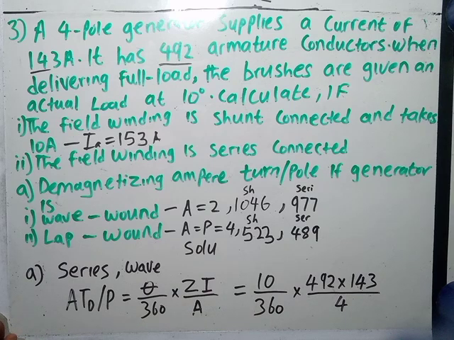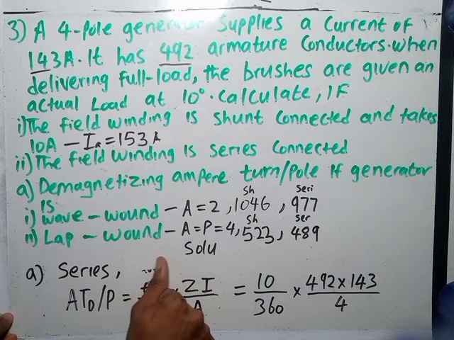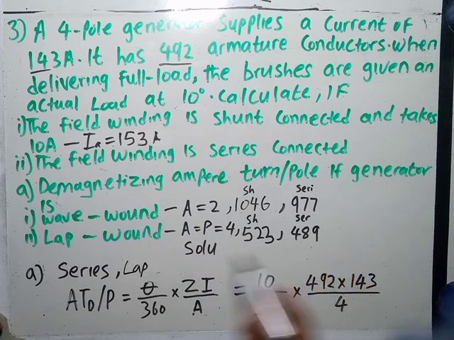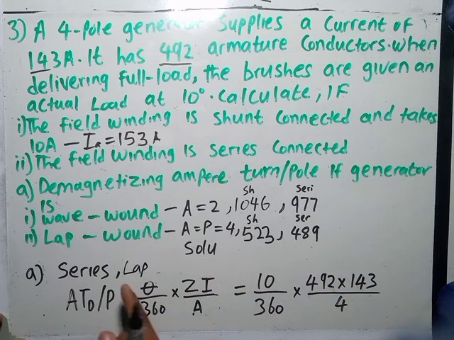So this is for your series wave. This is for your series lap. This time around we are doing the lap. This is for your series lap. When you change it to 4, it is lap. But when it is wave, this is 2.